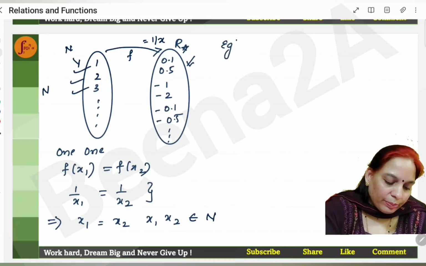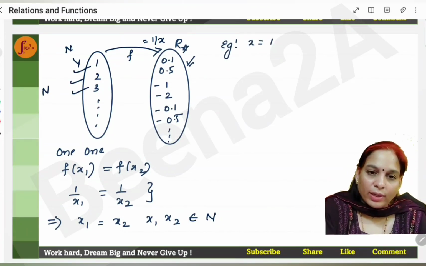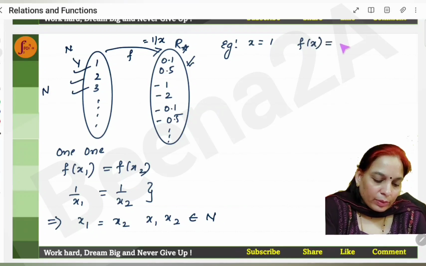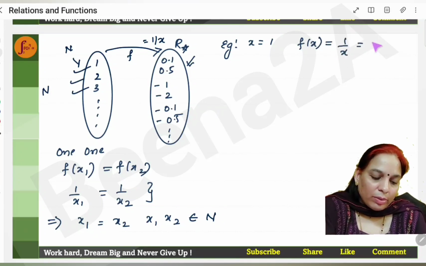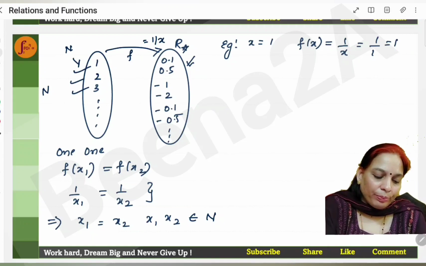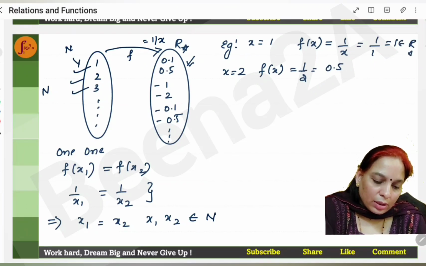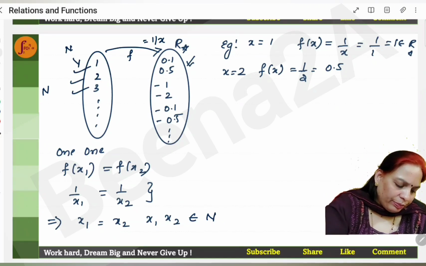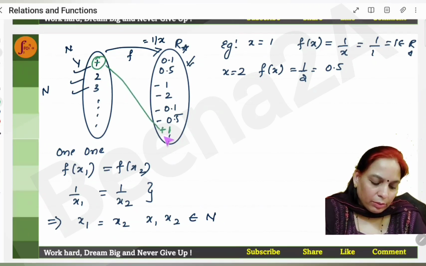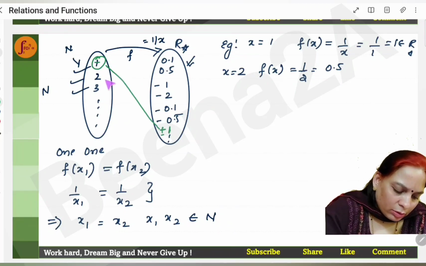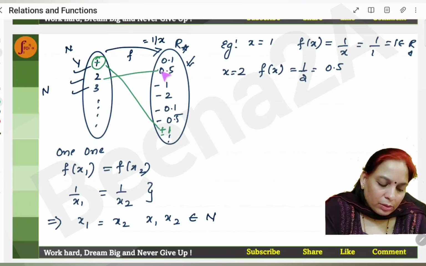If I take an example, if I take x as 1, then what will f of x be? It will be 1 by x, which is 1 by 1, which is 1. If I take x is equal to 2, f of x will be 1 by 2, which is 0.5. So 1 belongs to R star. Now from here, I'm taking 1, so I'll map it to this particular element. If I take x as 2, f of x is going to be 0.5, so I map it to 0.5.